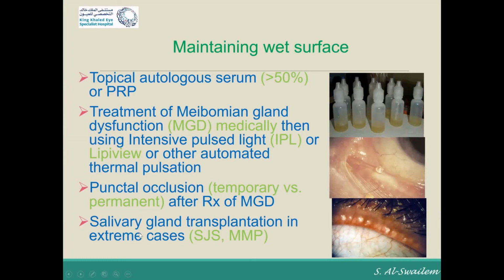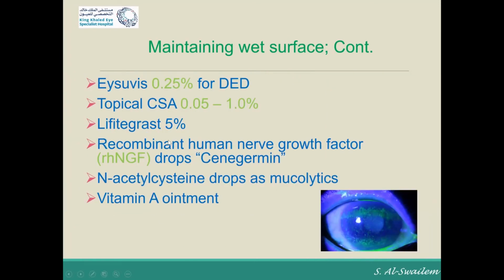And in patients with alacrimia who have absent lacrimal gland, or Stevens-Johnson or MMP, we can also do salivary gland transplantation from the mouth to the eye.